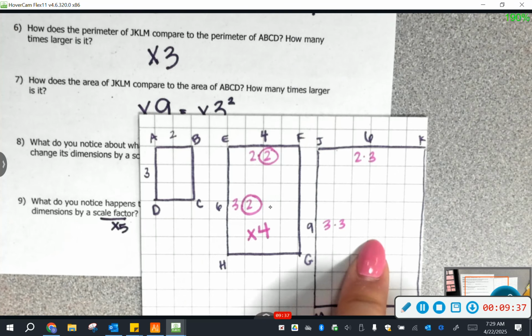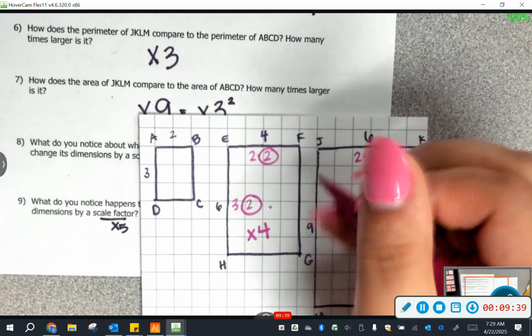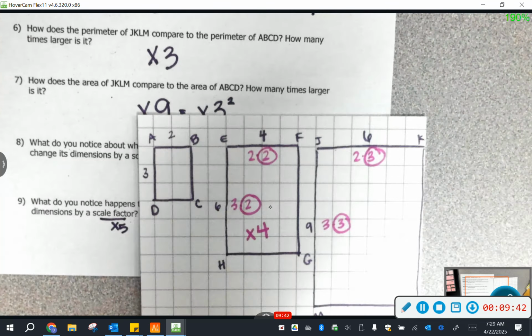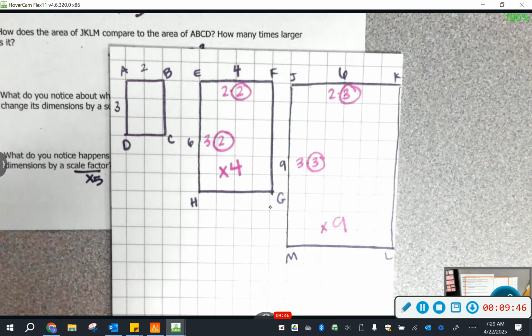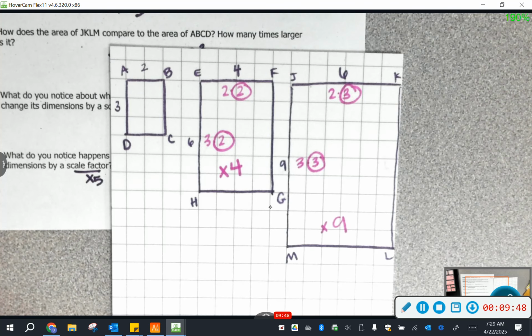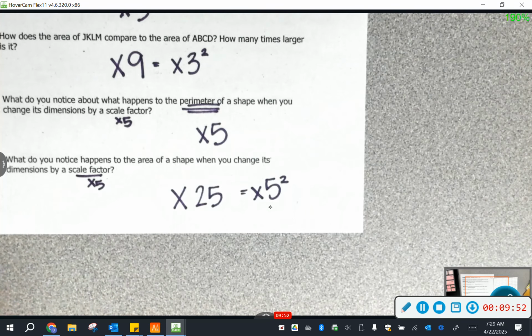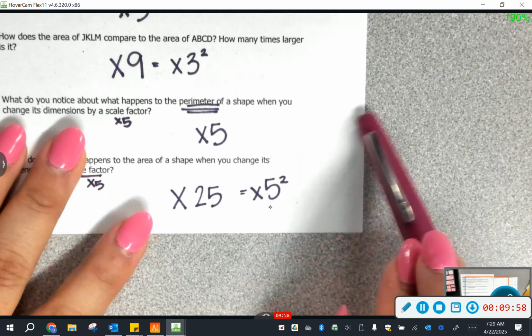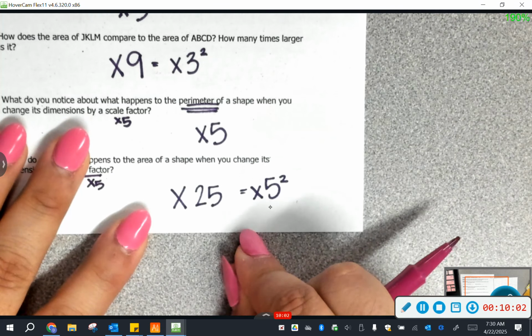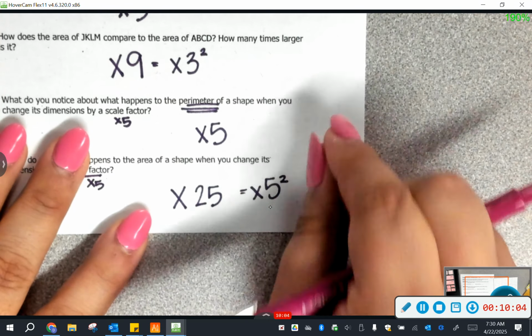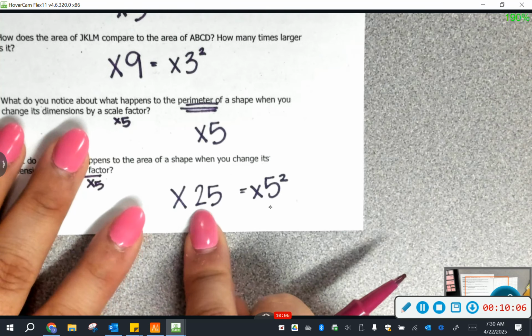This one, we tripled the dimensions. Didn't I multiply both dimensions by 3? What's 3 times 3? That's why this area is 9 times, because you have to take into account both dimensions. 25, exactly. So if I'm going to multiply the dimensions by 5, then I'm multiplying the length times 5 and the width times 5. So my area will be 5 times 5, which is 25 times bigger.